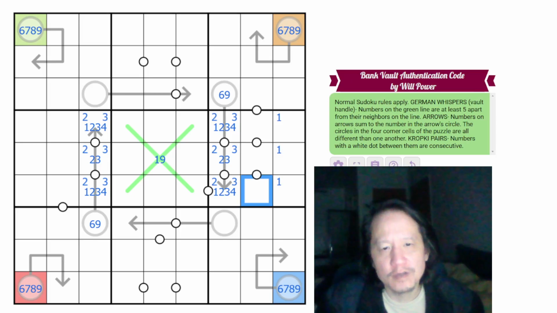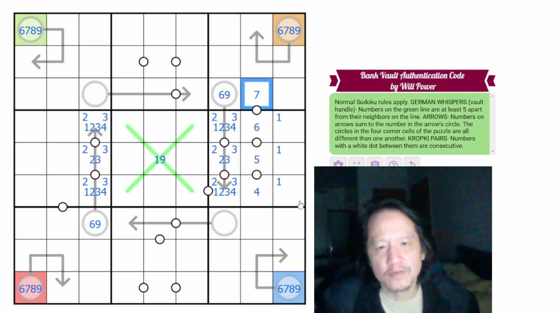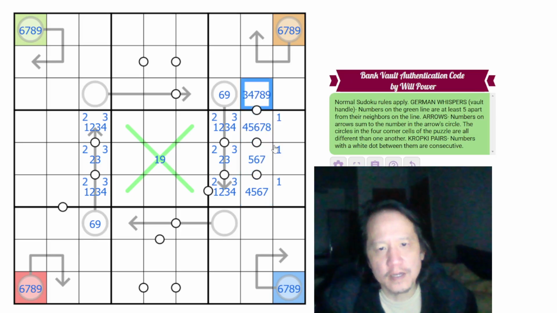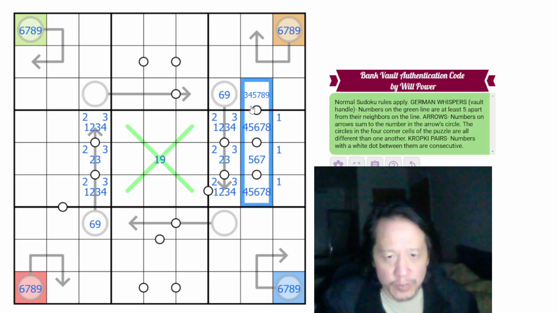This could be 4, 5, 6, 7. Or this could be 4, 5, 6, and this would be 3. Of course, it could be 5, 6, 7, and this is 4. Or this is 5, 6, 7, and this is 8. This could be 6, 7, 8, and 9. That's possible. Or this could be 6, 7, 8, and this would be 5.